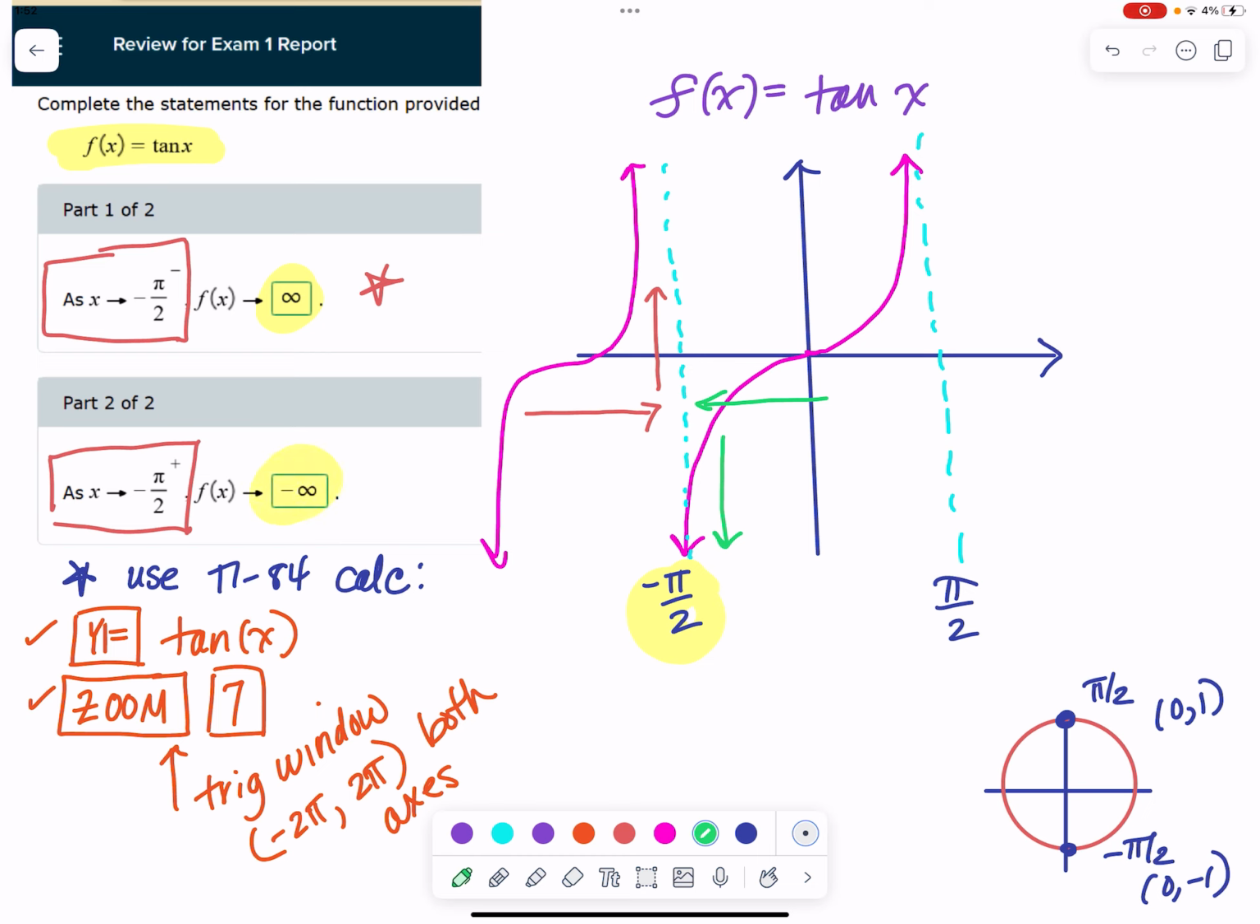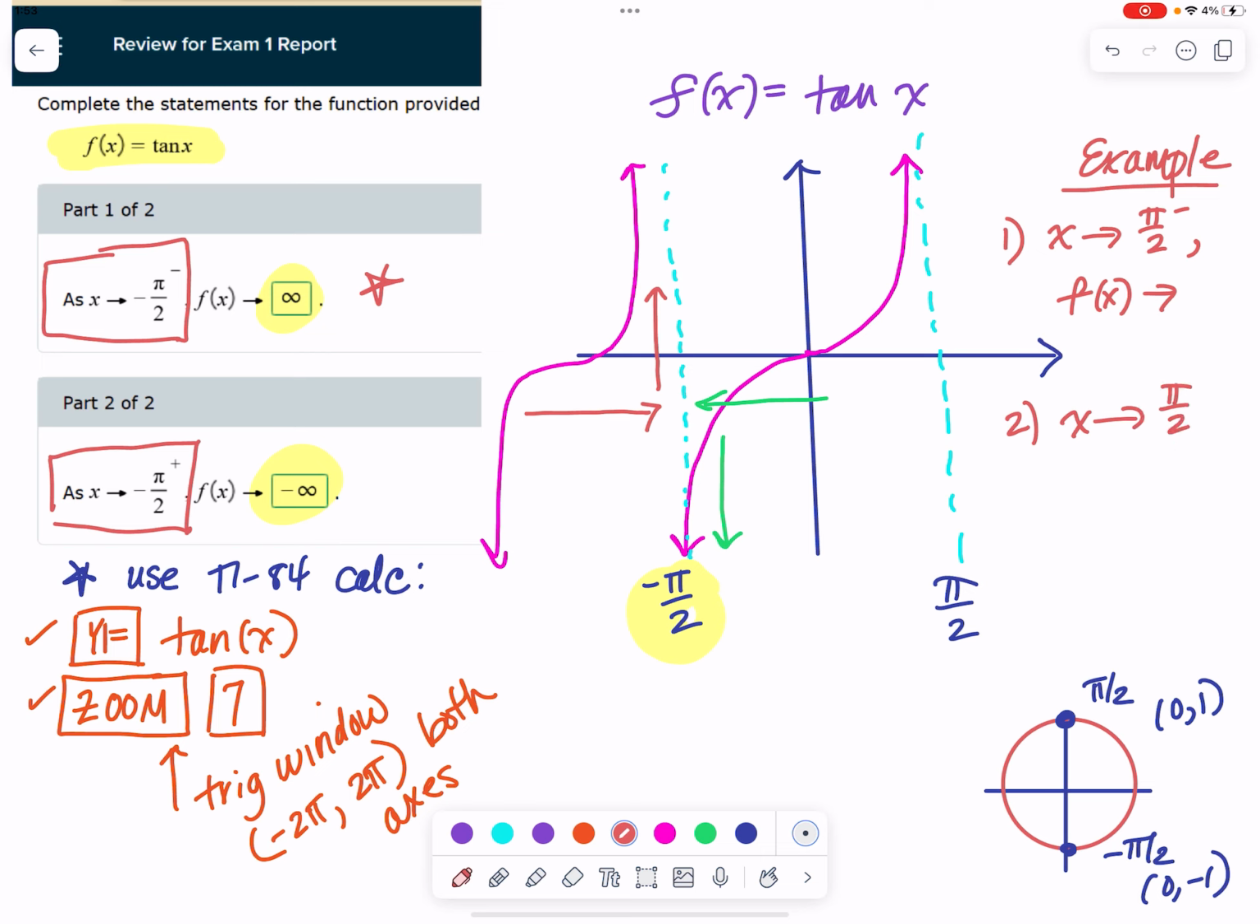So I hope this helps. I could give a quick counter example. What if we wanted to know as x approaches pi over 2 coming from the left, f of x approaches what? And then what if I said as x approaches pi over 2 coming from the right, what would f of x approach? Let's do both of these.